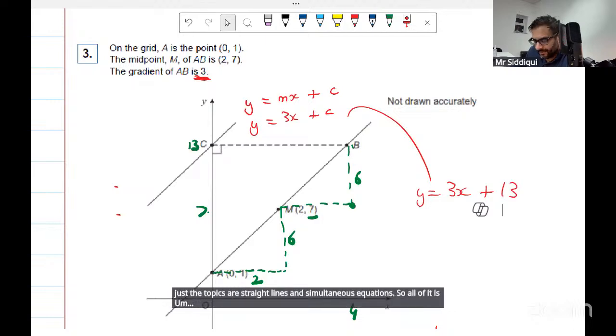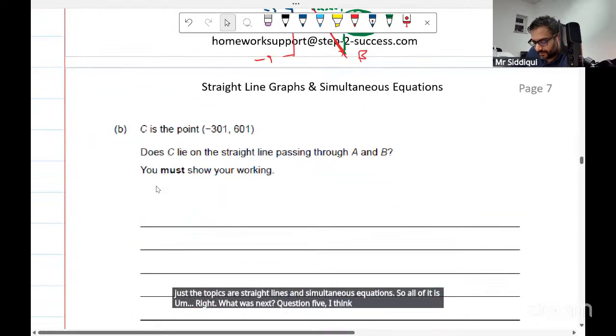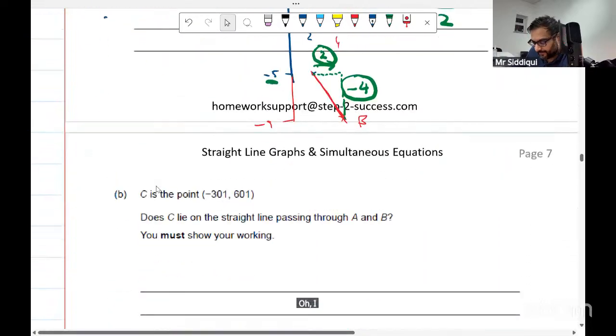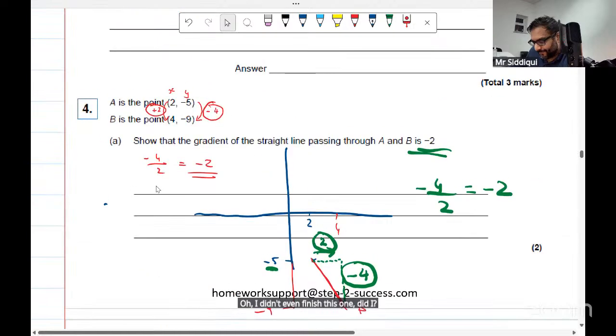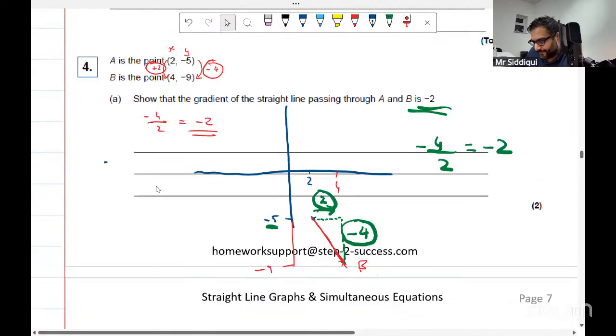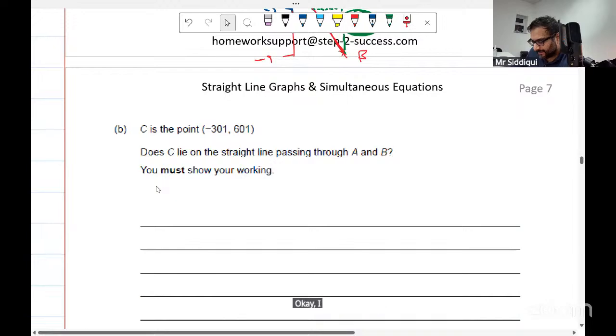Right, what was next? Question 5, I think somebody asked me. Oh, I didn't even finish this one, did I? Okay, I need to do this question, don't I? Yeah.